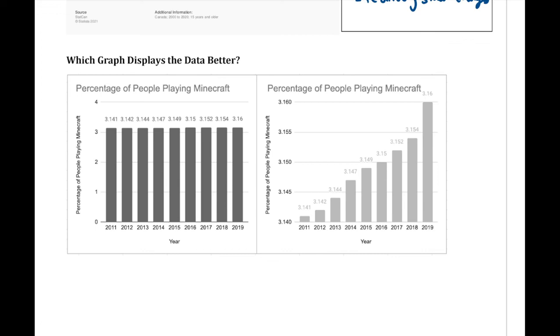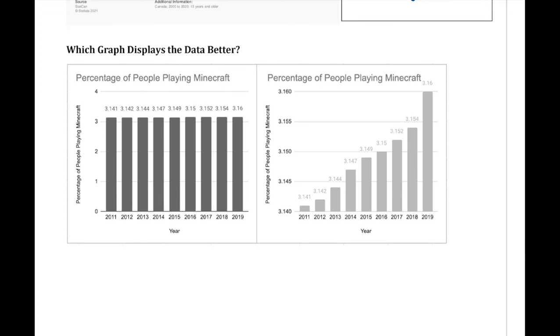So again, your answers may vary. You might say the first one on the left shows the data better because it's showing that there's not much of a change overall in terms of the percentage of people. The second one, on the right, you might say actually shows the data better because it is showing the actual values and the difference from year to year. So this one is zoomed in. We're actually showing the changes.